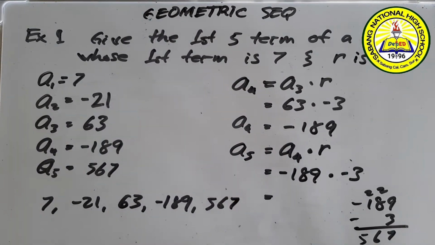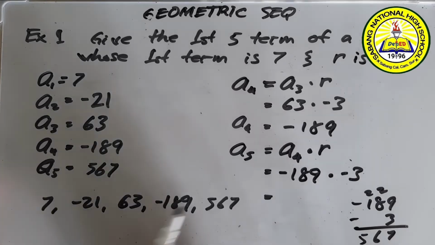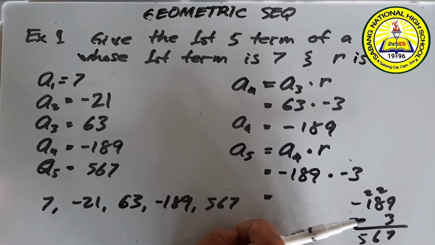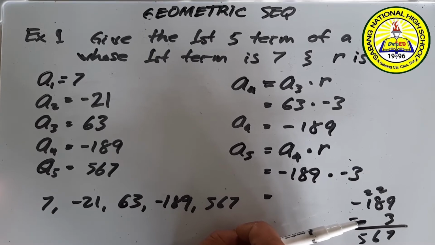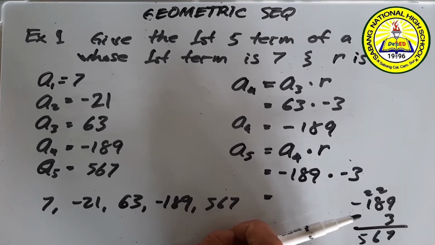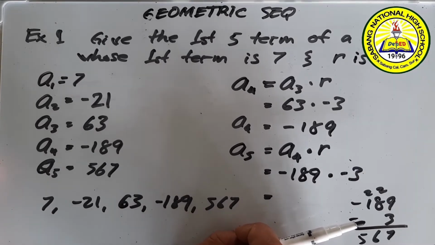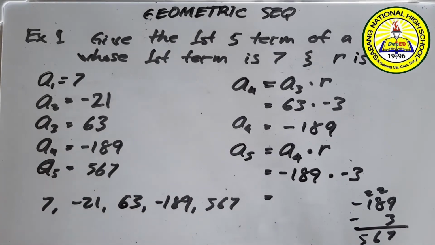If you are observant enough to look at a geometric sequence whose common ratio is negative, you will observe that the sequence is shifting from positive to negative, negative to positive, and so on and so forth. If the sequence is like that, you can suspect that it could be a geometric sequence whose common ratio is negative.